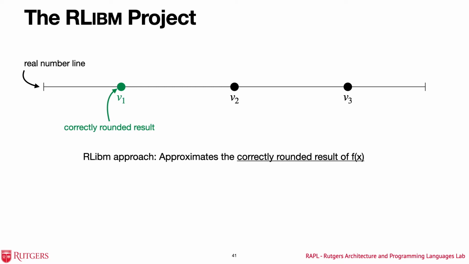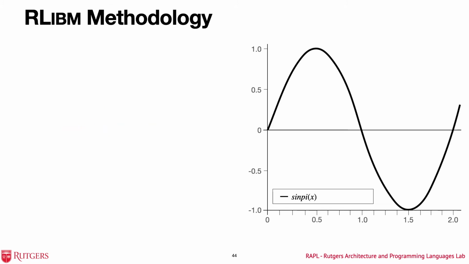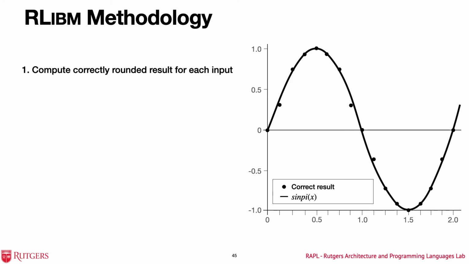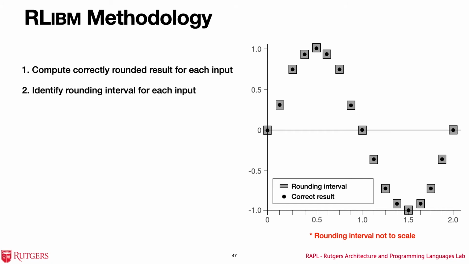The key insight is that there's a range of value in the vicinity of v1 where if the approximation function produces any value within this interval, the result will round to the correctly rounded result. We call this interval the rounding interval. So RLibM has been generating polynomials by first computing the correctly rounded result for each input, and for each result, the rounding interval for them. The graph on the right side shows a rounding interval for each of the inputs with the gray boxes.